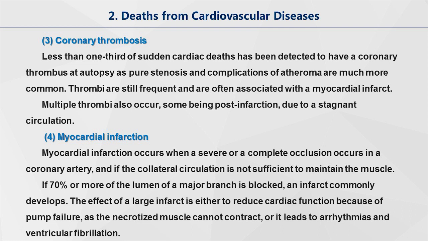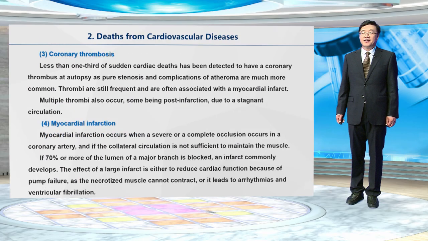Thrombi are still frequent and are often associated with myocardial infarct. Multiple thrombi also occur, some being post-infarction due to stagnant circulation. 4. Myocardial infarction occurs with a severe or complete occlusion of the coronary artery, if the collateral circulation is not sufficient to maintain the muscle.